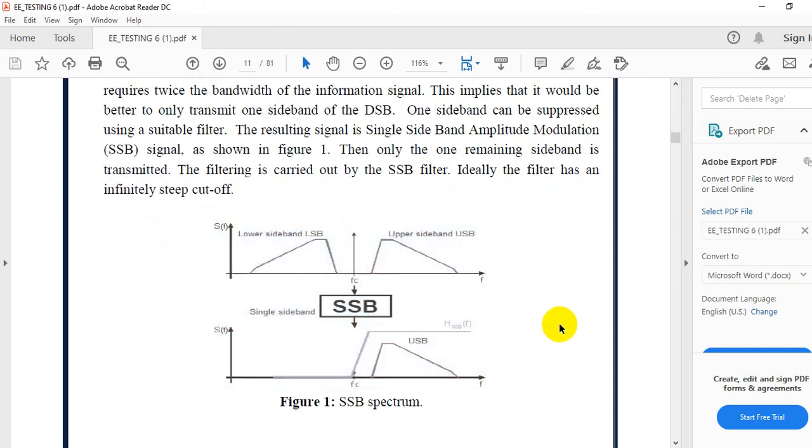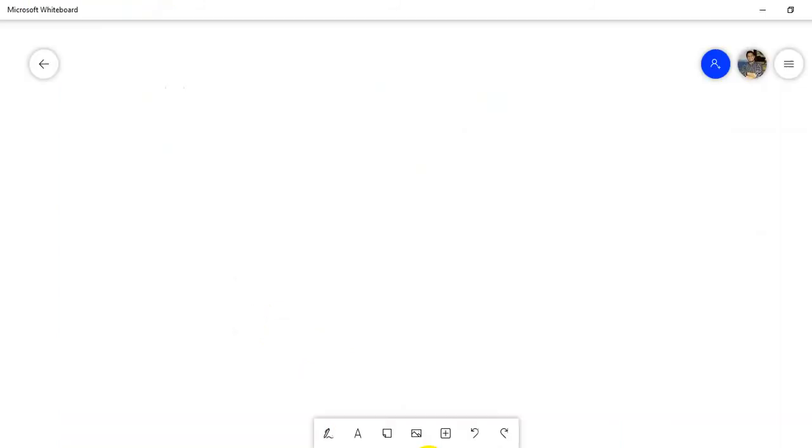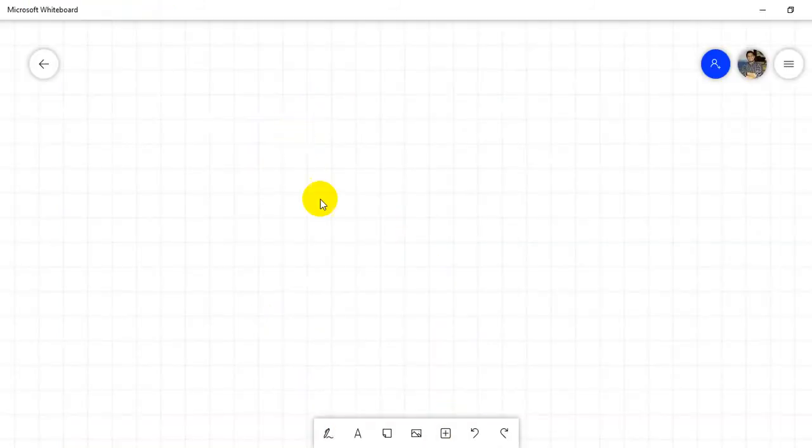Here you can see in the single sideband only the upper frequencies remain, whereas the lower frequencies are stopped. That means we are using a suitable filter to stop the lower frequencies and allow the higher frequencies. In practice this is not so simple, because you cannot stop them completely. Let me draw the filter response. Suppose I have some filter.